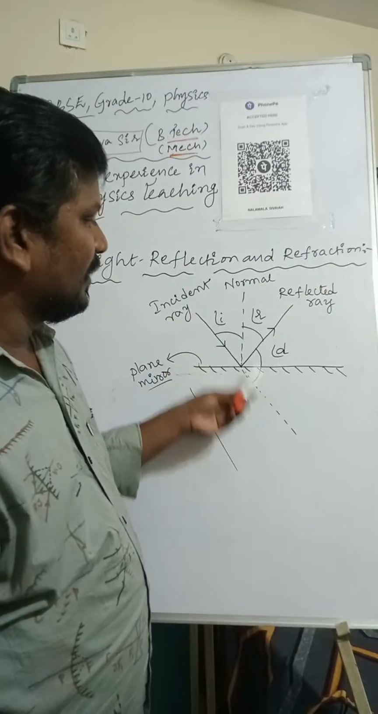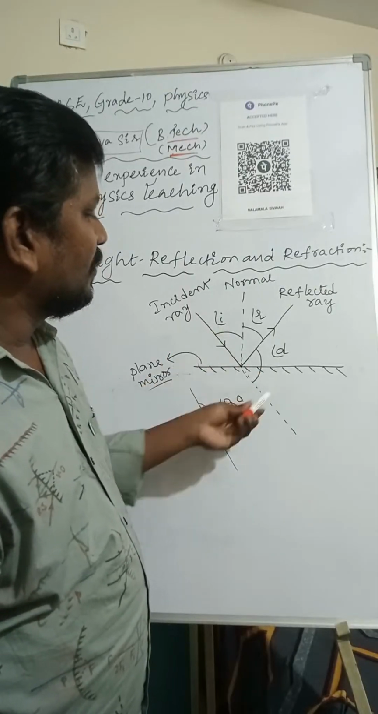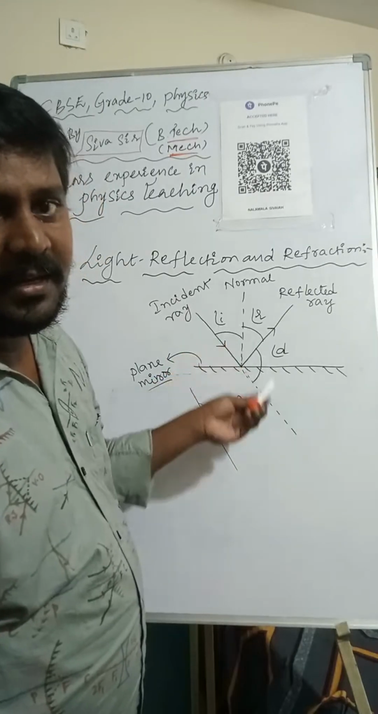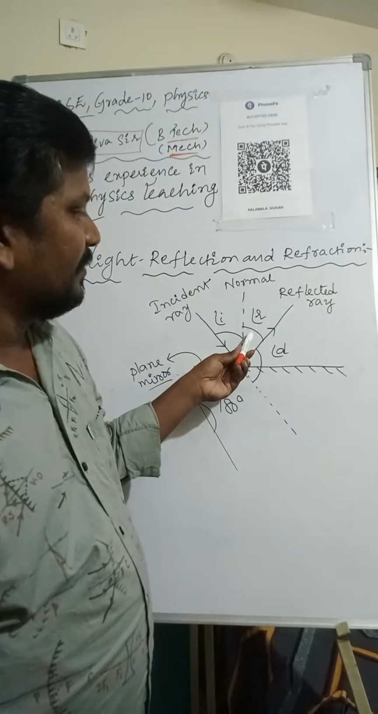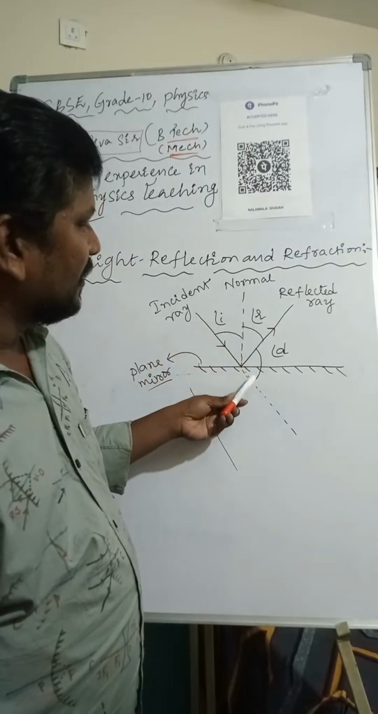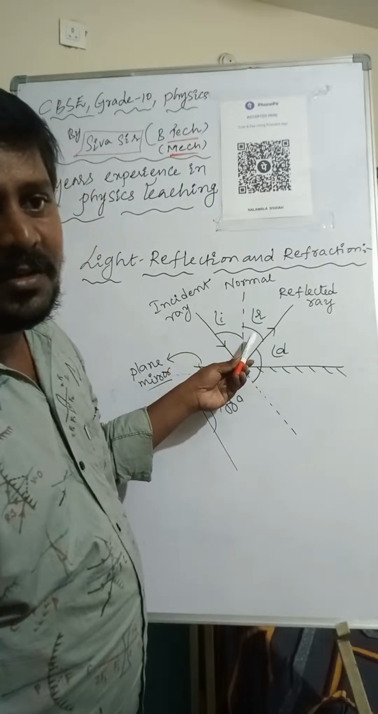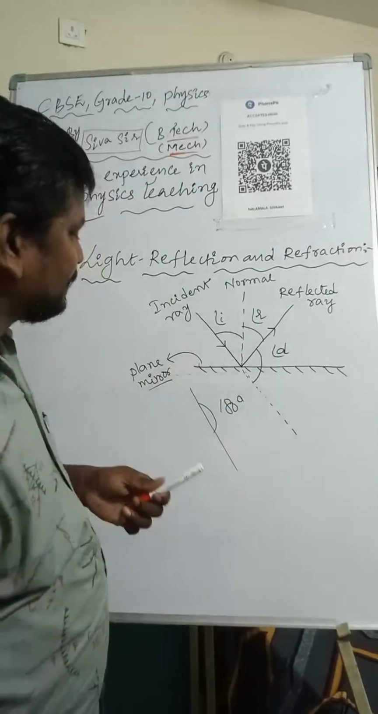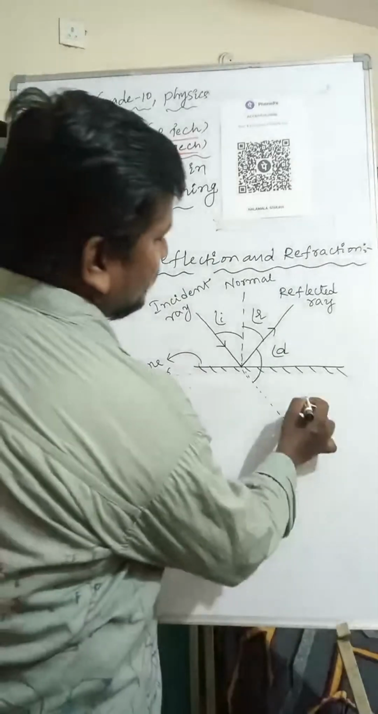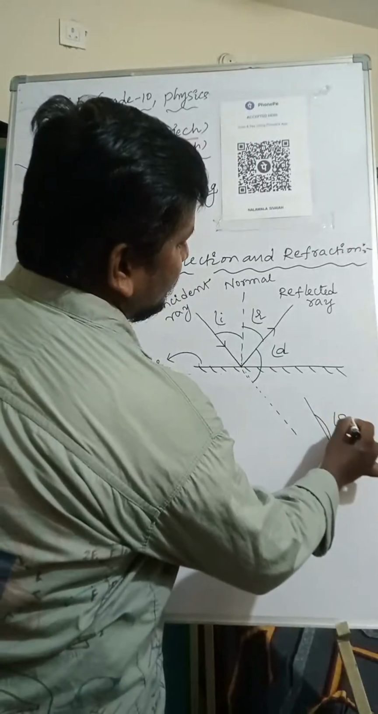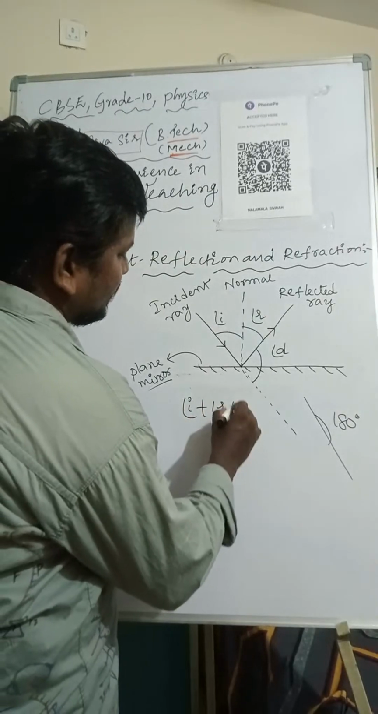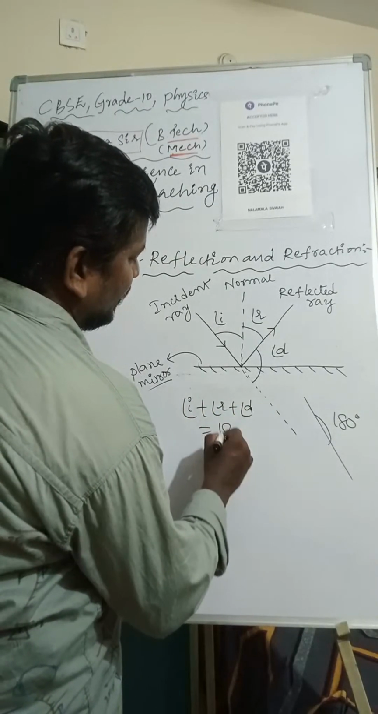From here to here the total is 180 degrees. This 180 degrees completely includes the angle of incidence, angle of reflection and angle of deviation. So we will write: angle of incidence plus angle of reflection plus angle of deviation equal to 180 degrees.